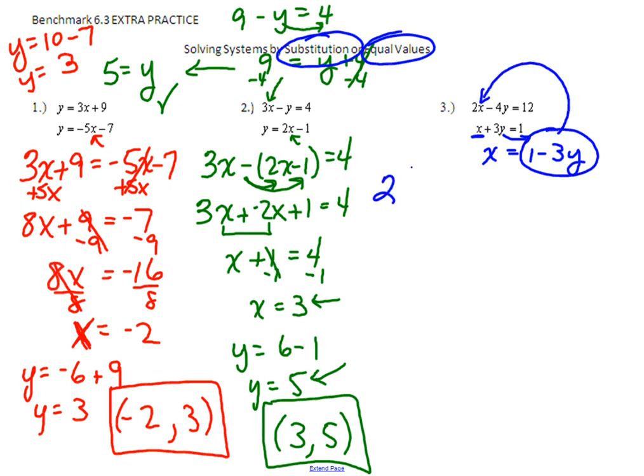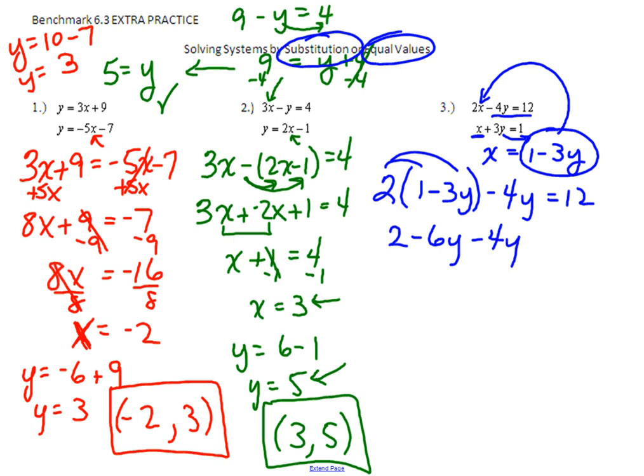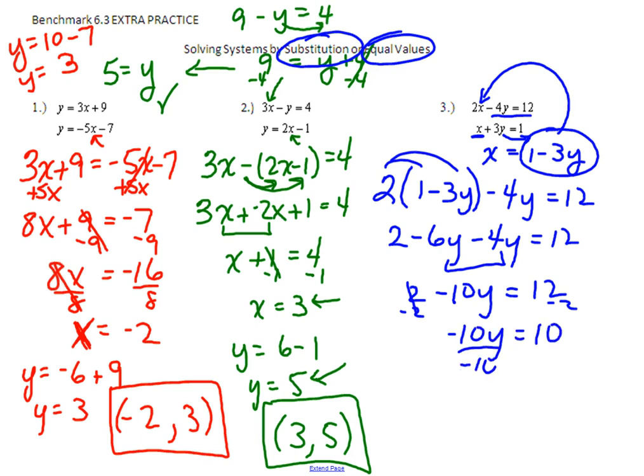So I have 2 times x, which is now 1 minus 3y, and then copy the rest of the problem. Minus 4y equals 12. I'm going to distribute. So 2 minus 6y minus 4y equals 12. Combine like terms. And then I'll get rid of my 2. So negative 10y equals 10. Divide by the negative 10 and I get negative 1 for y.